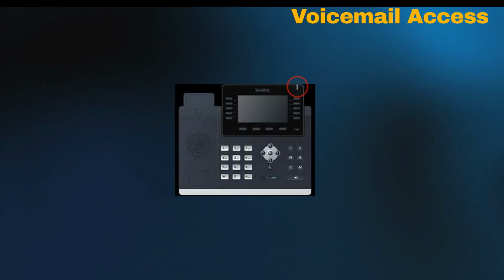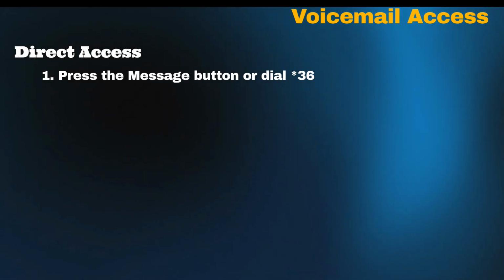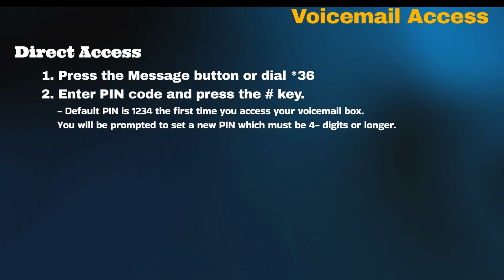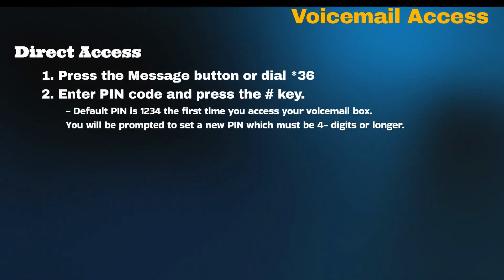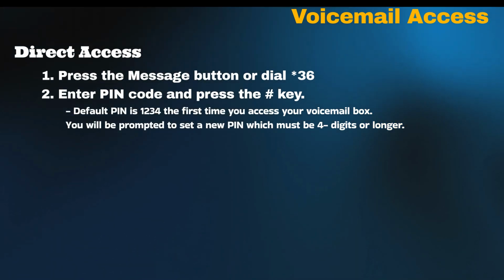When you have a message, in the top right corner of your phone will be a red light. To access your voicemail, press the message button or dial *36. Next, enter your PIN code followed by the # key. The first time you access voicemail, your default PIN will be 1, 2, 3, 4. Once you enter this, it will prompt you to enter in a new PIN code. Your new PIN will need to be at least 4 digits or longer.